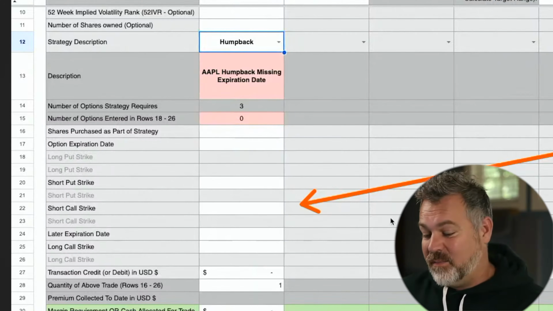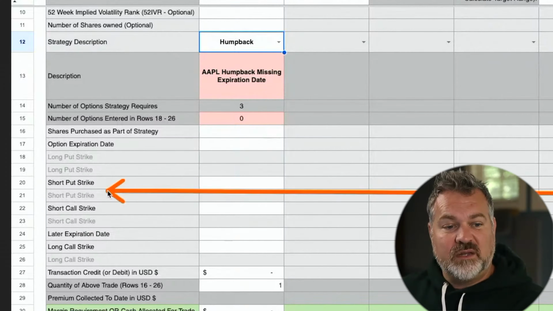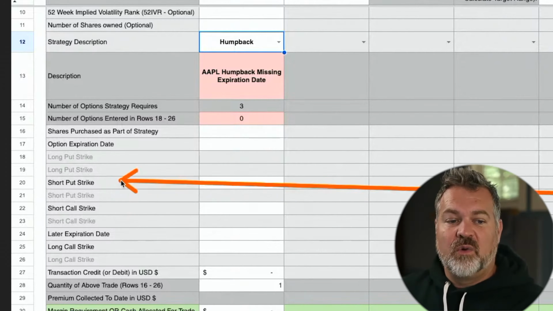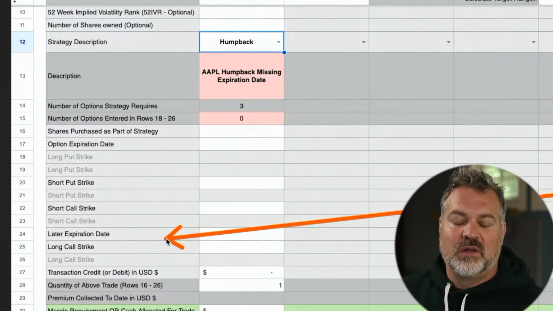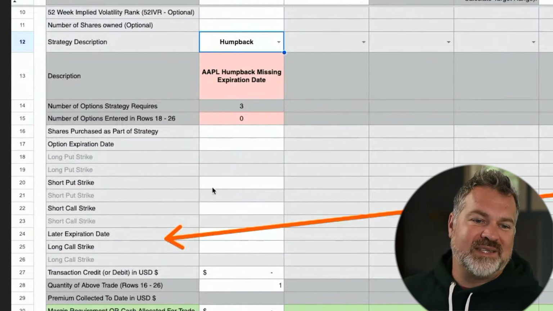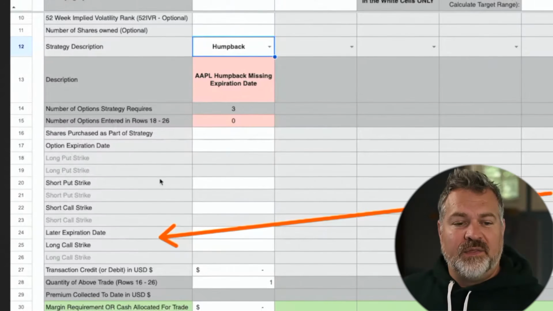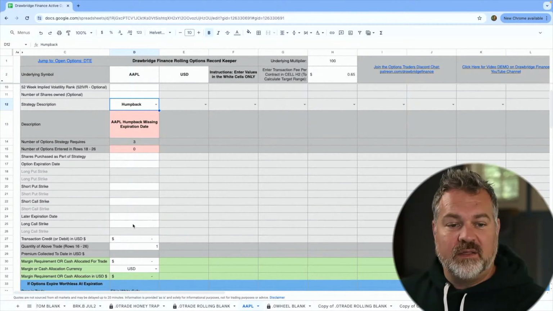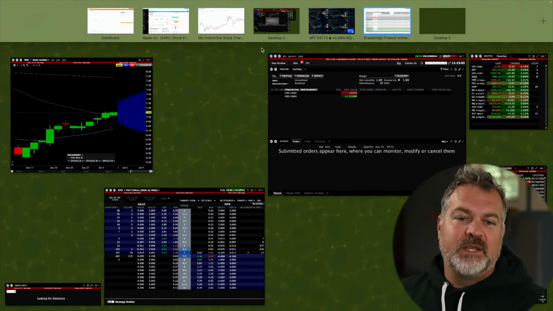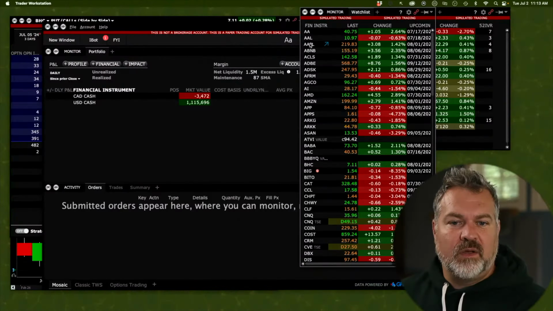Well, what is that? A humpback is a pretty simple trade. It's a short put, it's a short call with a near-term expiration, and it's got a later expiration date with a long call. Let's take a look at IBKR and see if we can set up a humpback trade that would allow us to potentially profit, and how it charts out here in the rolling options record keeper. These are the type of trades that I might put on. We're going to look at Apple.